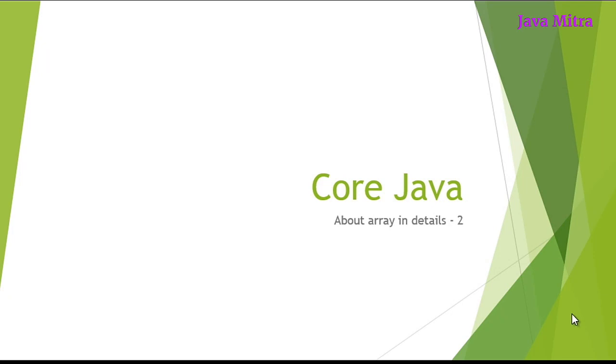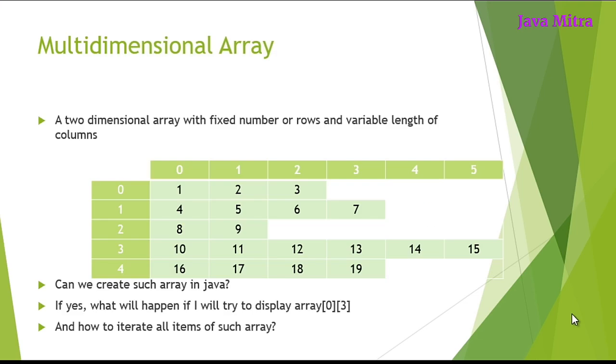In the previous video of array, I talked about what is an array, how to create an array, how to declare an array variable, how to create a two-dimensional array and access values from the array. And at last I had given a question: is it possible to have an array like this, as shown in the picture, where the number of rows, that is the first index, is fixed, but the second index has variable length in each row? Like in the 0th row I have 3 columns, in the 1st row I have 4 columns, and so on.